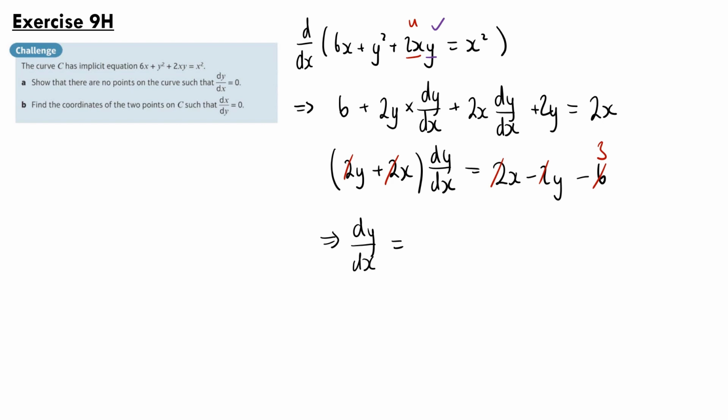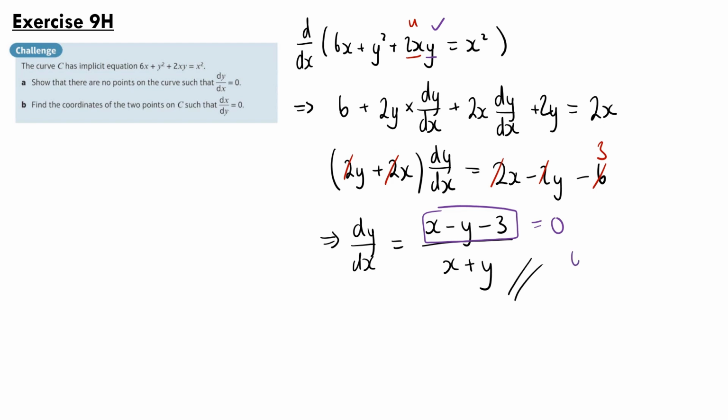So we've got dy by dx equals x minus y minus 3 all over x plus y. So this is dy by dx in terms of x and y. We now need to show there are no points on the curve such that this is equal to 0. So if we need this to be equal to 0, then it must be that the numerator, x minus y minus 3, is equal to 0.